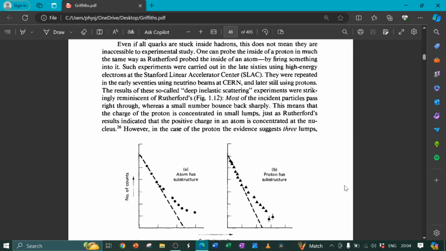The results of these so-called deep inelastic scattering experiments were strikingly reminiscent of Rutherford's Figure 1.12. Most of the incident particles pass right through, whereas a small number bounce back sharply. This means that the charge of the proton is concentrated in small lumps, just as Rutherford's results indicated that the positive charge in an atom is concentrated at the nucleus.